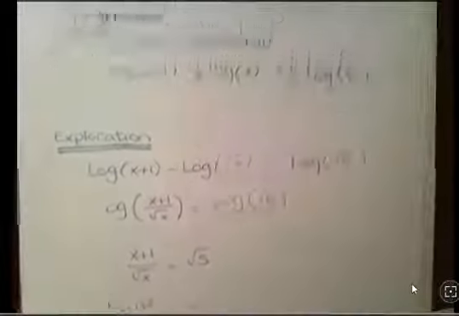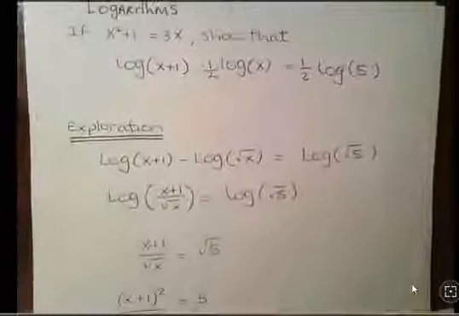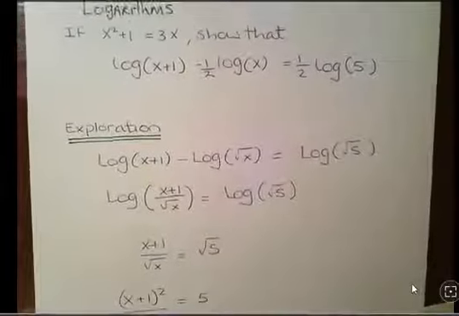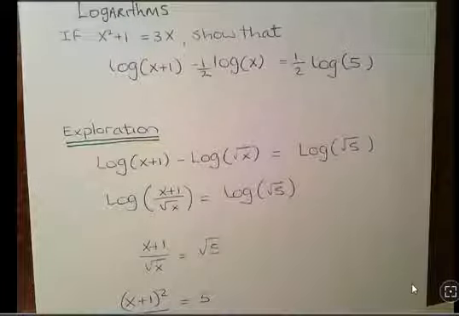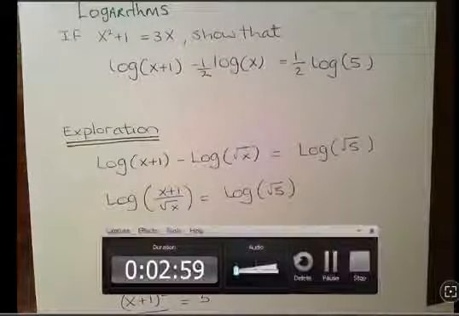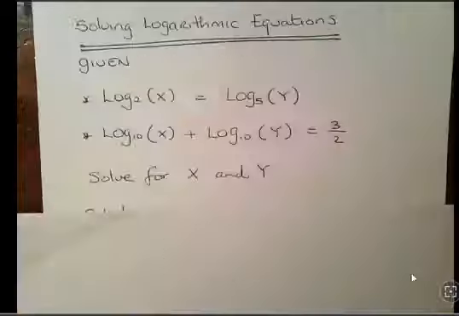Okay, so just look at the question again. Just get rid of that, it's just some notes in the background, just clutter. So there we go. If x squared plus 1 is equal to 3x, show that the log of x plus 1 minus half of the log of x equals a half of the log of 5. I'm just going to pause it now and just set up for the second video.